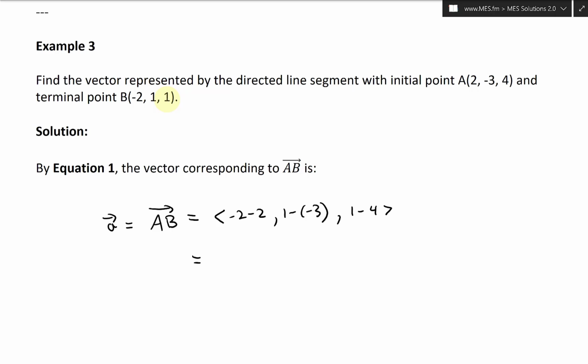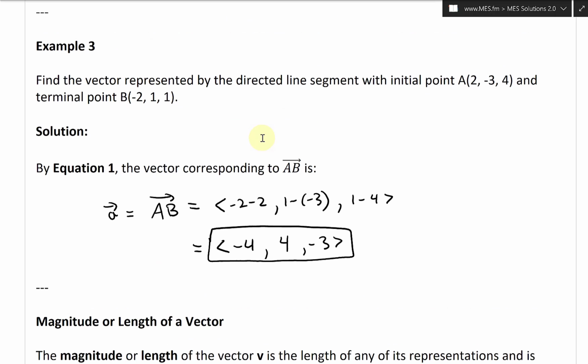So this would equal -4, and then 1 minus -3, that's 1 plus 3, that becomes 4. Negatives become positive, and then the last one, 1 minus 4 is equal to -3, like that. So yes, this is our vector, like that. Alright, so now let's continue further.